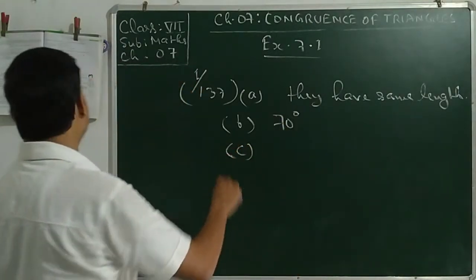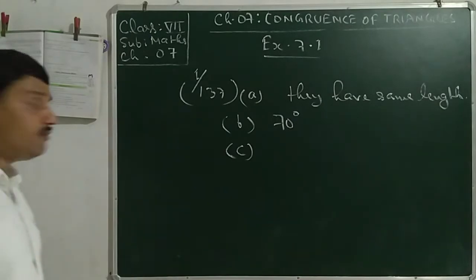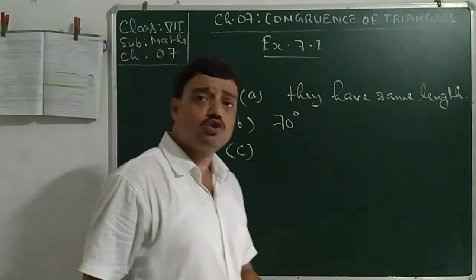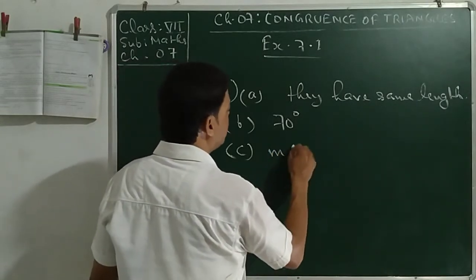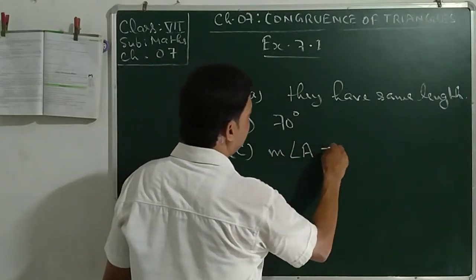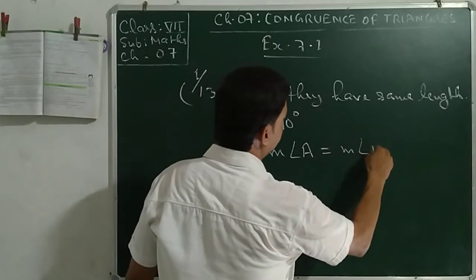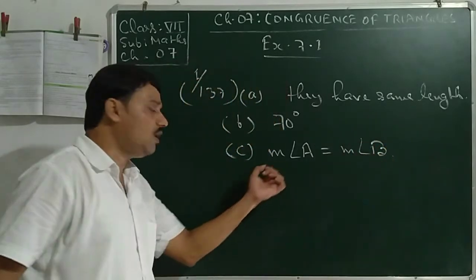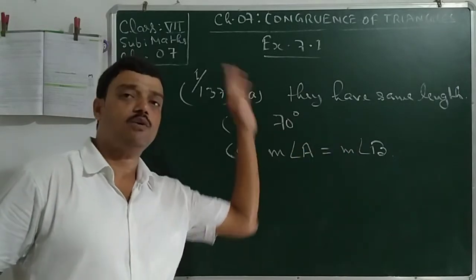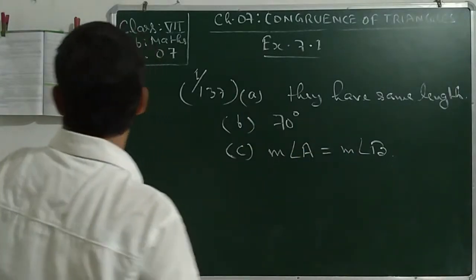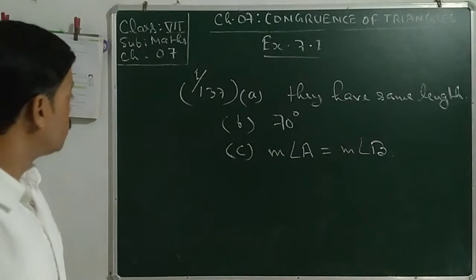Come to the C number. It is when we write angle A equals angle B. I had explained to you that angle A equals angle B means the measure of angle A is equal to the measure of angle B. You can write measure of angle A, or in symbolic form you can mention m angle A equal to m angle B. Now come to the 2 number sum.